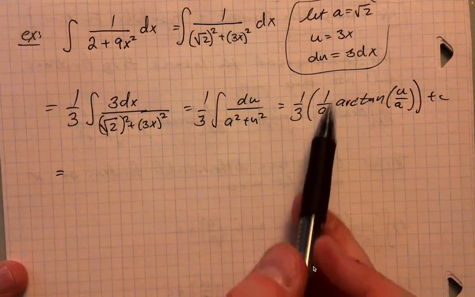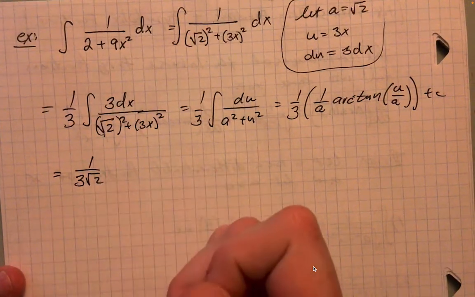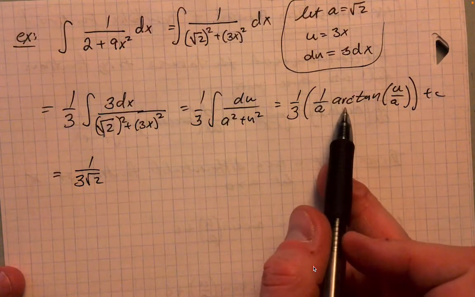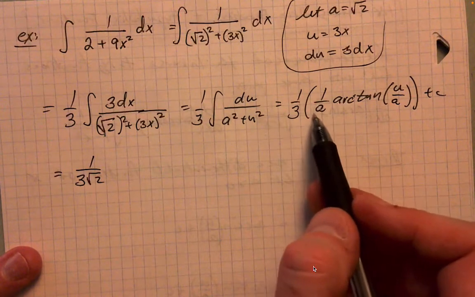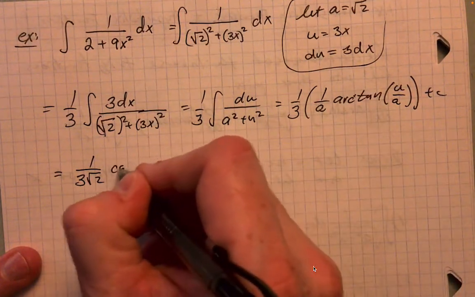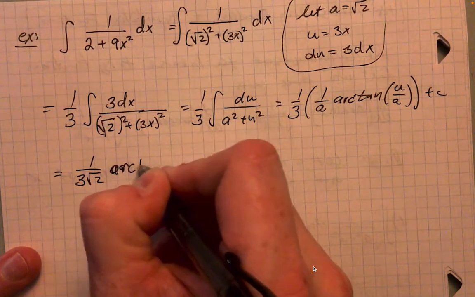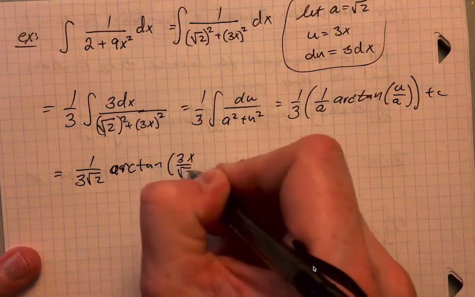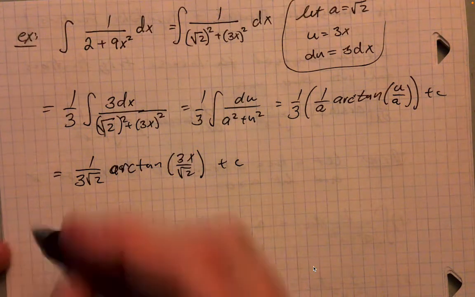And this a is the square root of 2, so this will be 1 over 3 times the square root of 2. Wait a second. Nope, that's right. 1 over 3 times the square root of 2 times the arc tangent of 3x over the square root of 2 plus c. All right. Very good.